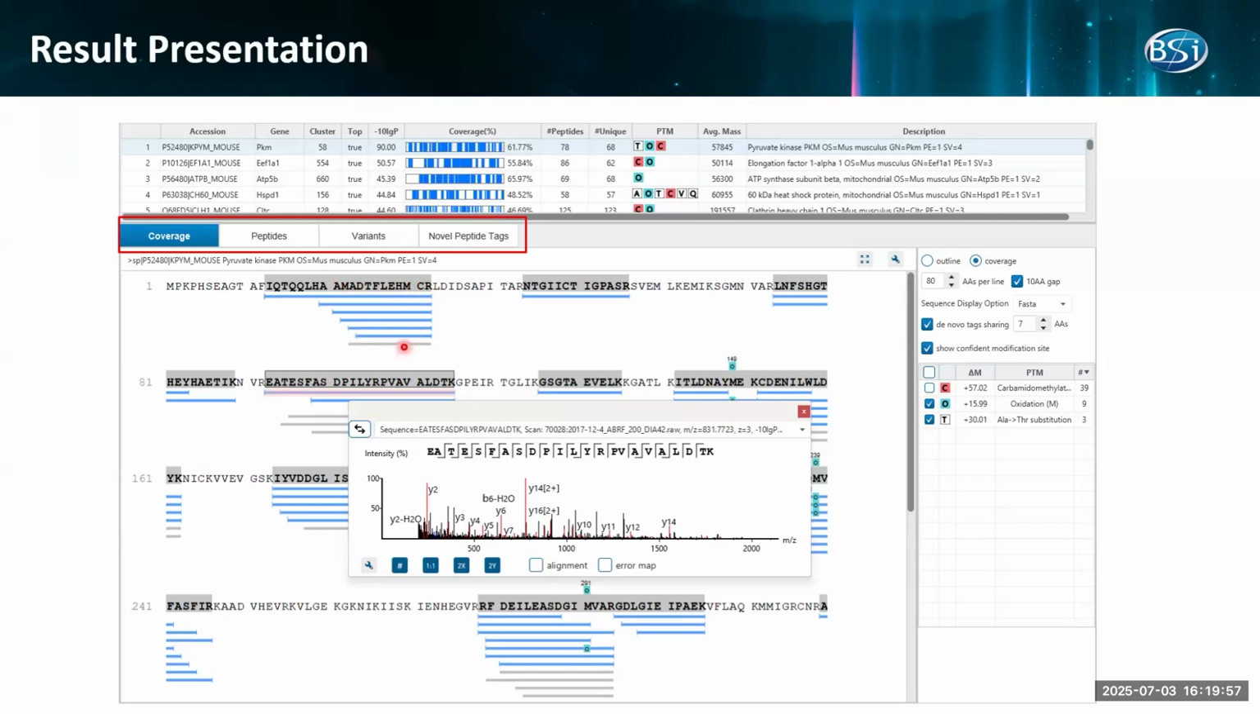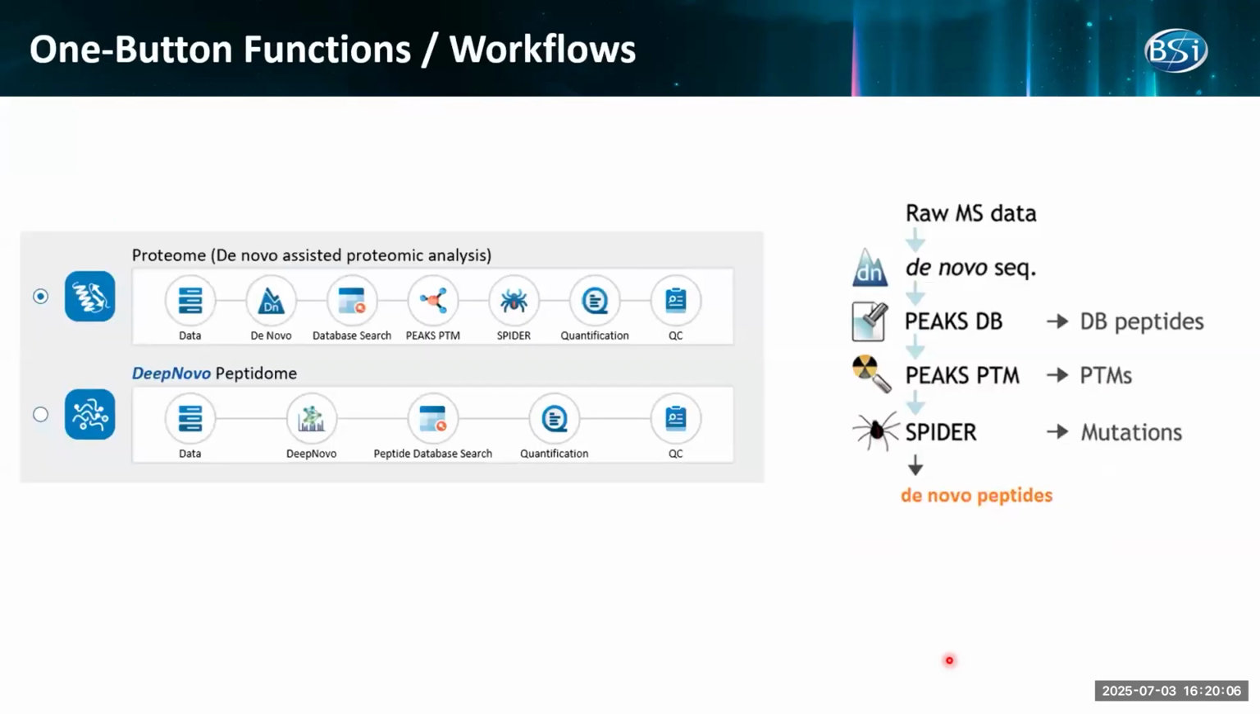This will shed some light for the relation of this peptide to this protein. So this is the result view. And it sounds like a very complicated or very sophisticated algorithm. However, we design those algorithms and arrange them based on the application. For each of those, we provide a one-button function or workflow.